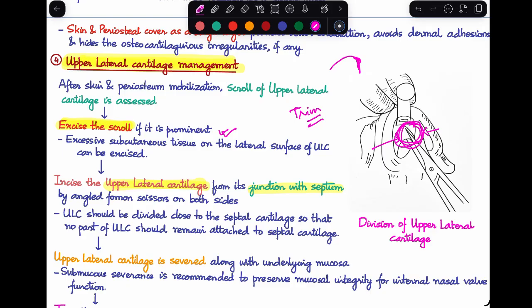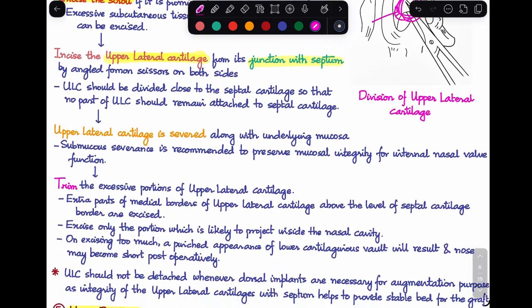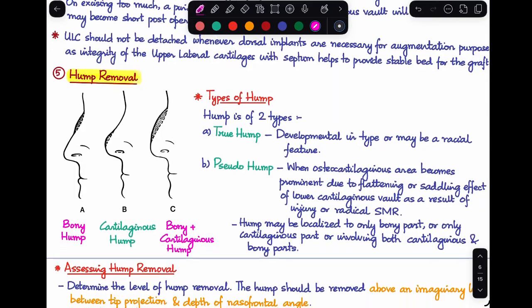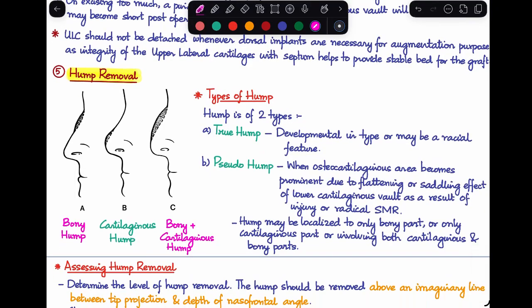And in case your case needs augmentation with a dorsal implant, in that case we will not be detaching the upper lateral cartilage, so that it is able to give a stable bed for graft placement. Next, moving on to our next step after we have done upper lateral cartilage management: hump removal.